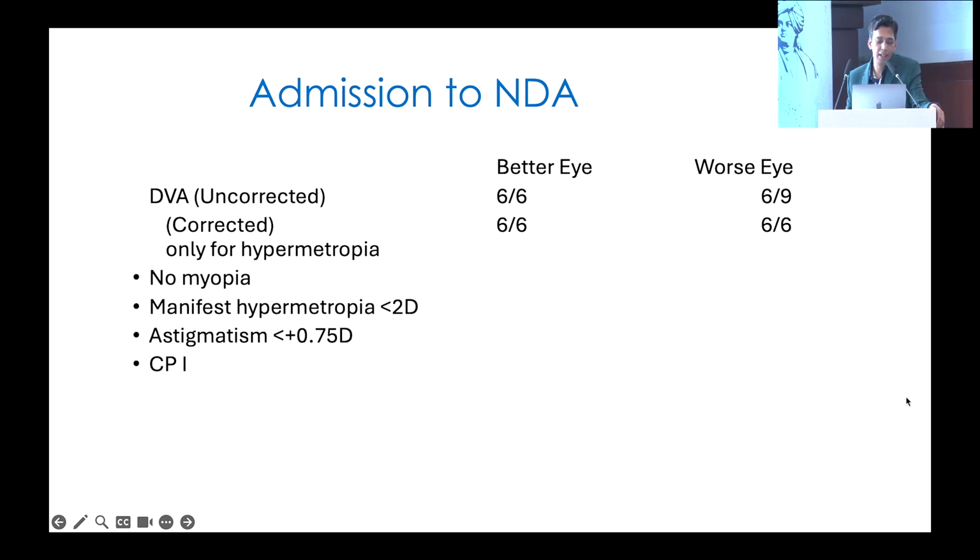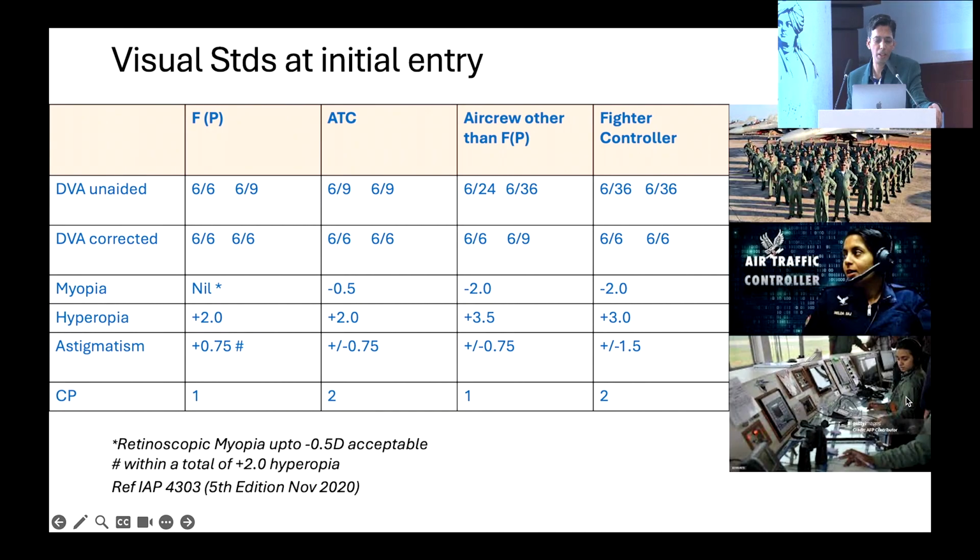Admission to NDA in Air Force. The criteria are 6/6 and 6/9, correctable to 6/6, no myopia. Manifest hypermetropia should be less than 2 diopters, and astigmatism should be less than 0.75 diopter. Similarly, at the initial entry for the fighter pilots, ATC, air crew other than fighter pilots, and fighter controller, these are the criteria.